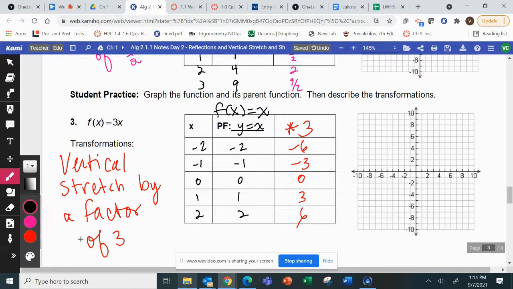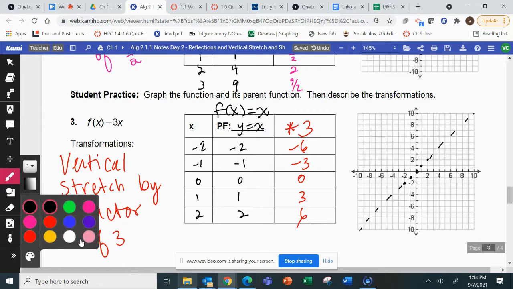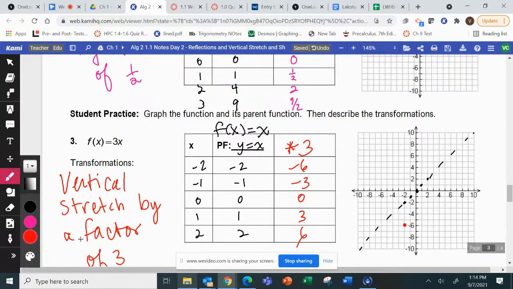So my regular linear parent function is right straight down the middle there. Then when I graph my ordered pairs, -2, -6. Nope, that's not at -2. -2, -6, -1, -3, 0, 0, 1, 3, 2, 6.